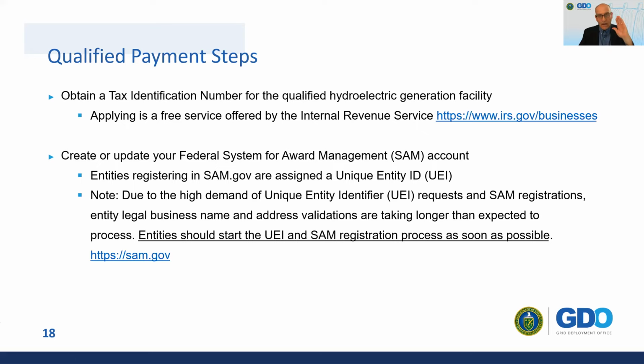Next. This is looking way far ahead here. It's important to obtain a tax identification number for your qualified generation facility through the IRS. Here's the website for that. Once you've done that, you need to set up an account in the federal System for Award Management, known as SAM. If you register on sam.gov, you are assigned a UEI, a unique entity ID. Due to the high demand of UEI requests, these are taking longer than expected. So again, like Exchange, you should start your UEI and SAM registration process as soon as possible.